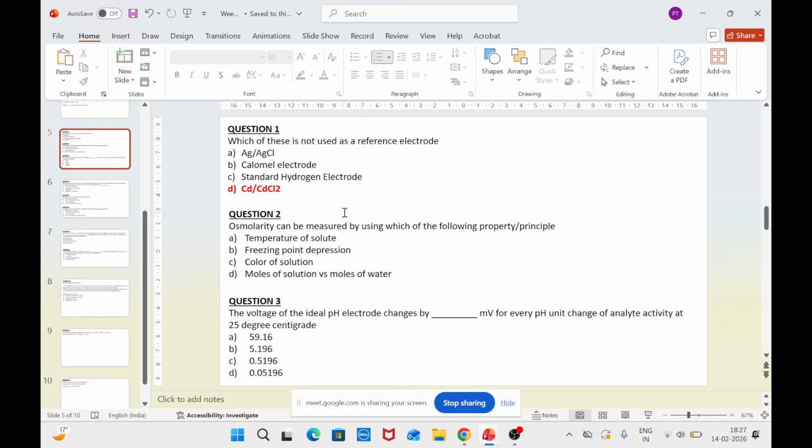It is the number of moles of solute, right? However, option D says moles of solution versus moles of water. Based on the definition I have given, is it fine to say it is moles of solution versus moles of water?